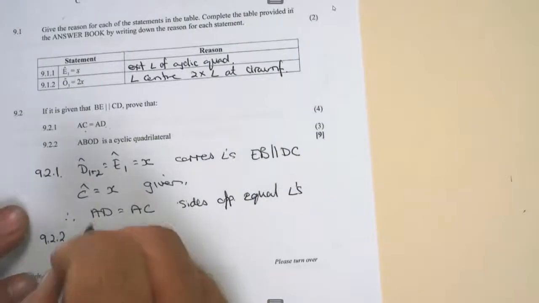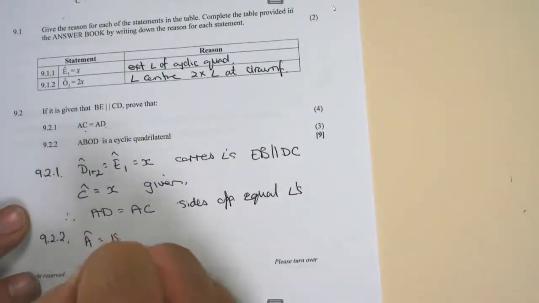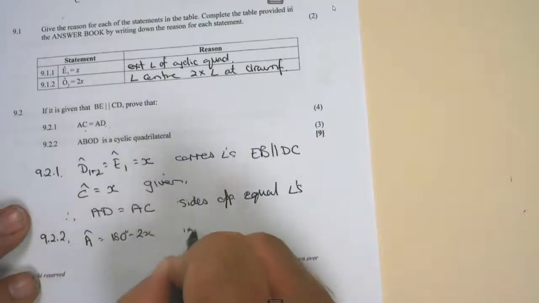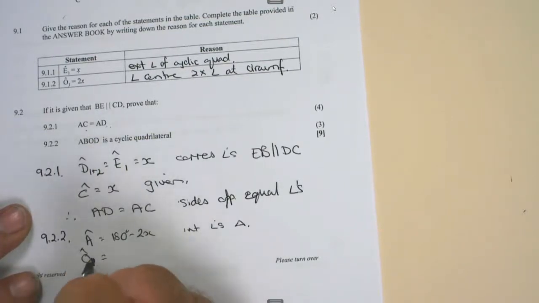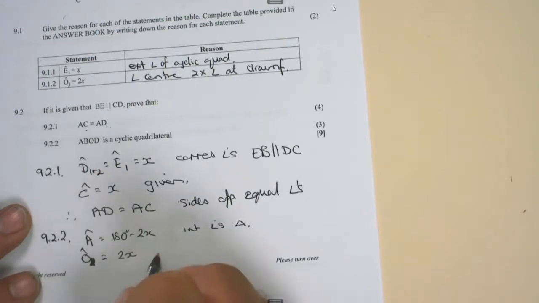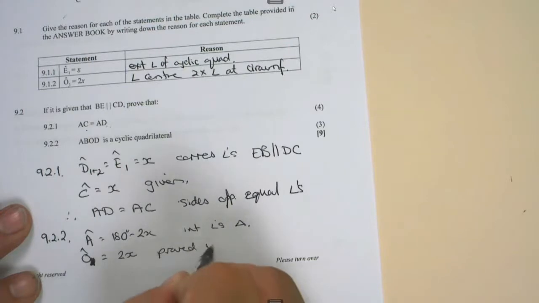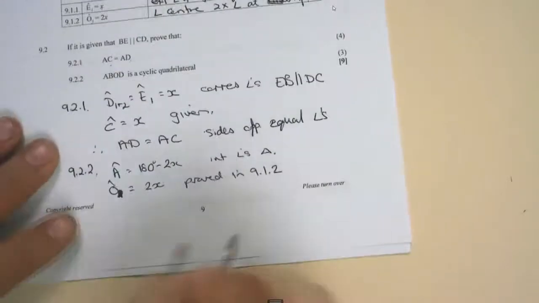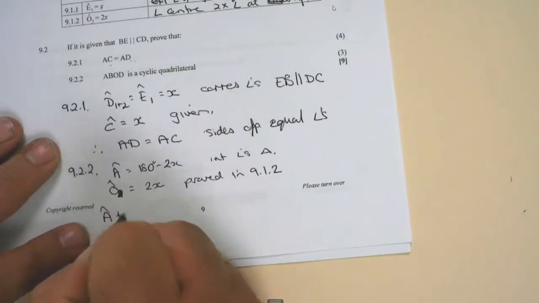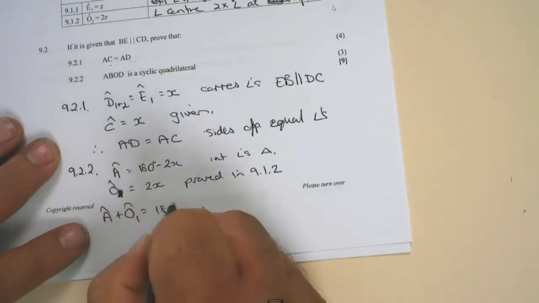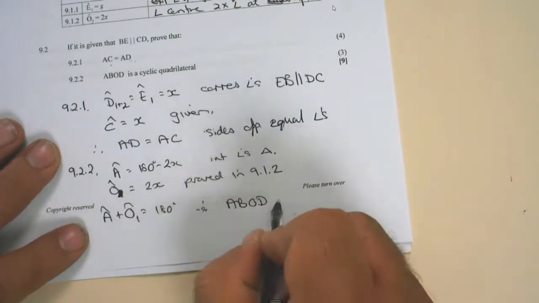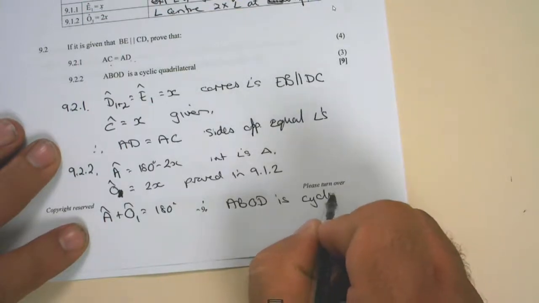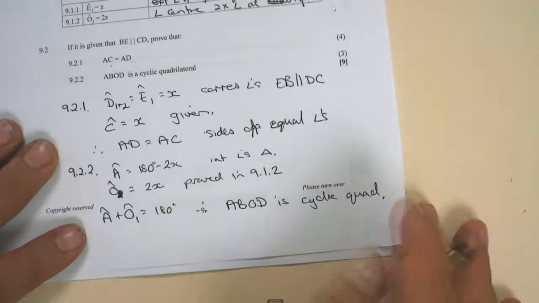So we can go in and say that angle A is equal to 180 degrees minus 2x, interior angles of a triangle. We can say that angle O1 is equal to 2x, and that we proved in 9.1.2. And because angle A plus angle O1 is equal to 180 degrees, therefore we can say that ABOD is a cyclic quad. Okay.